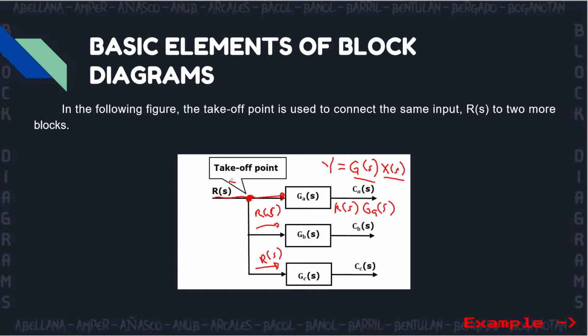So since R of S is the input and G of S is the transfer function, the output would be R of S, G sub A of S. The same rule will be applied here, so the output would be R of S, G sub B of S. And this will be R of S, G sub C of S.